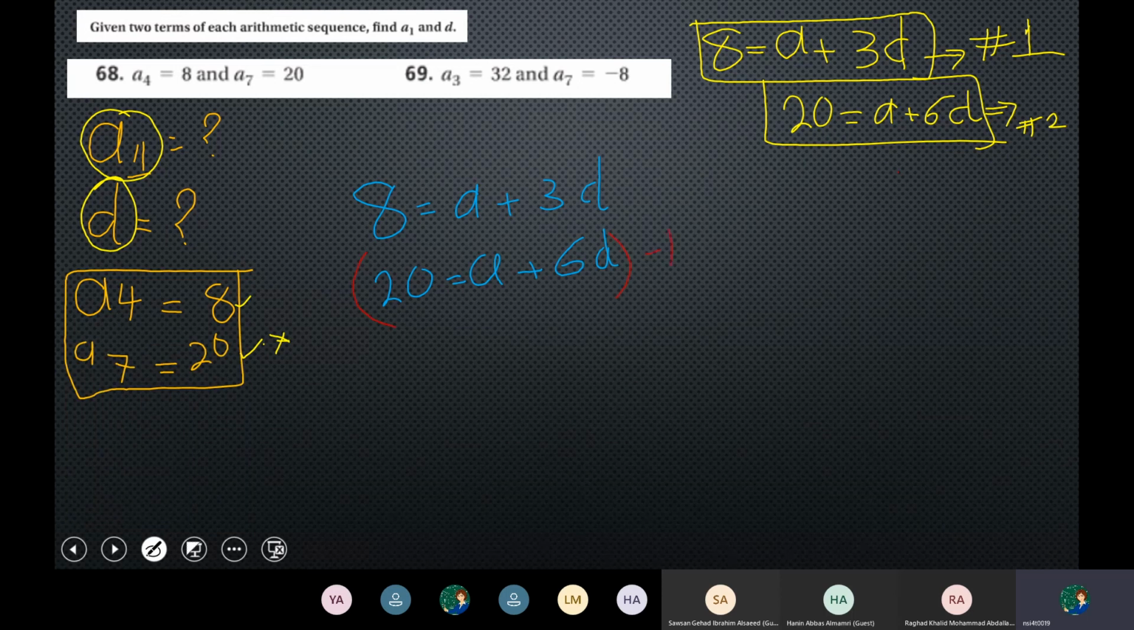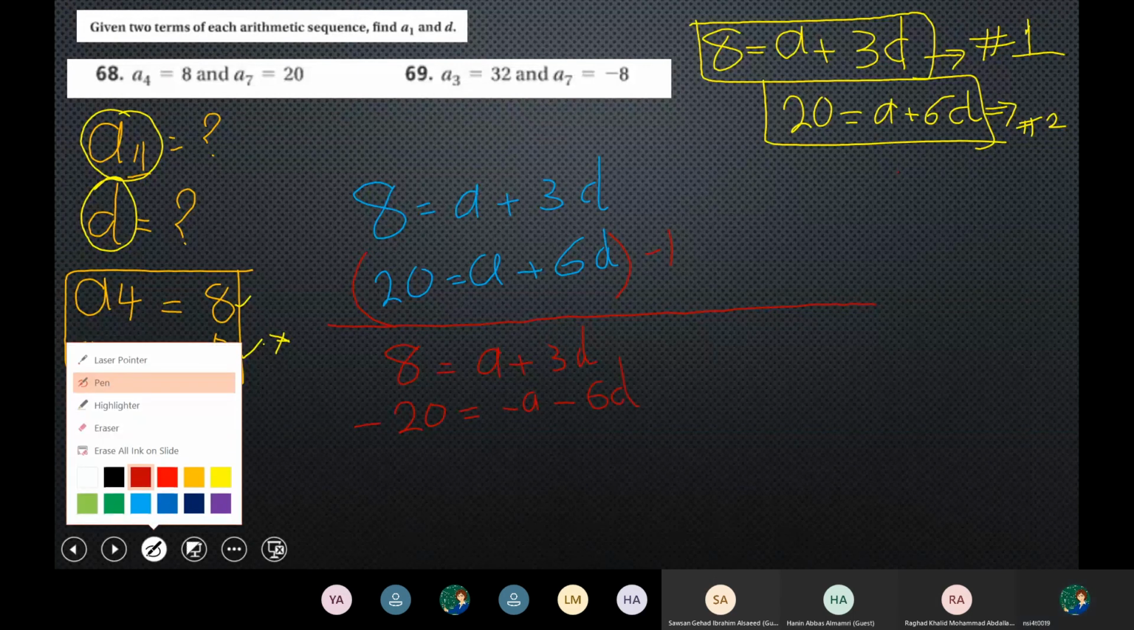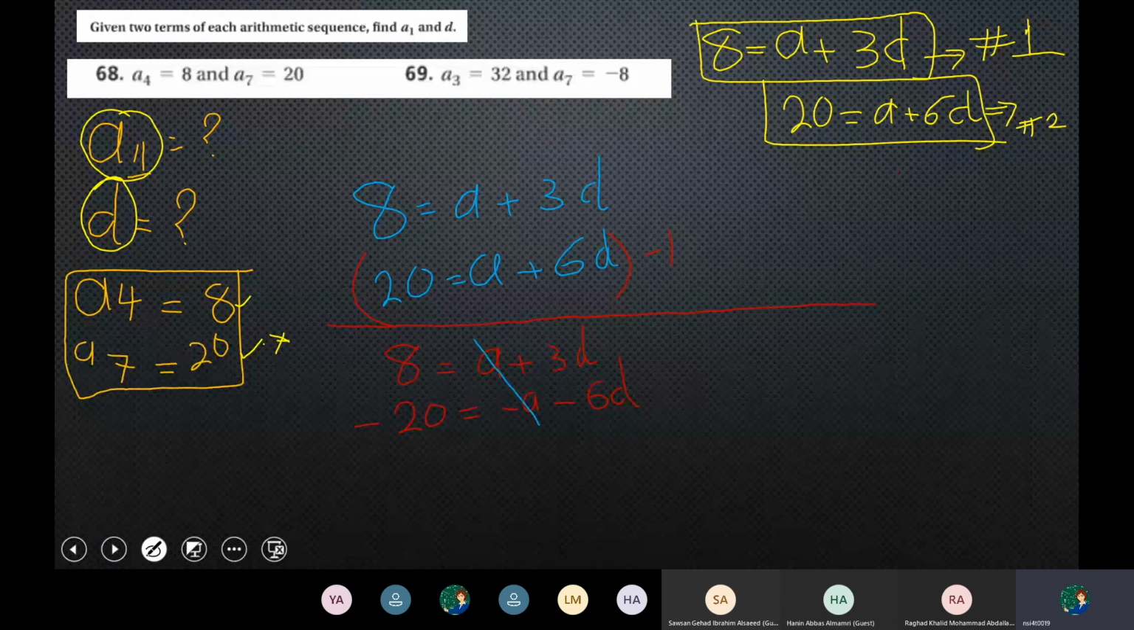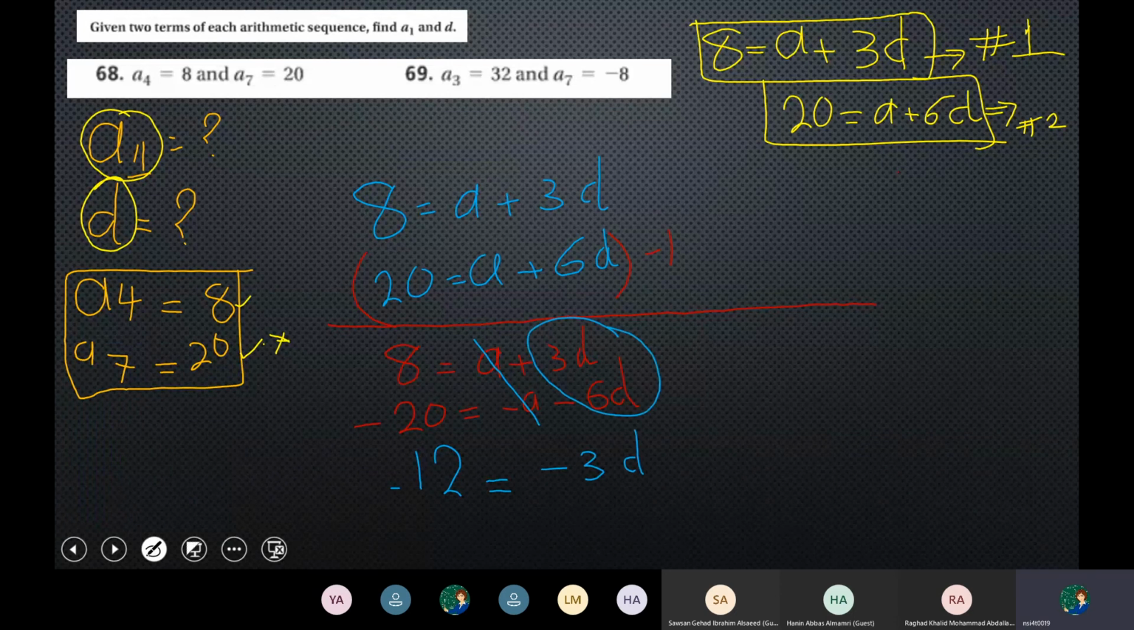Let's multiply here by -1. So you will get 8 equals A plus 3D and -20 equals -A minus 6D. Then after adding them, the A terms cancel each other. Here you have -14, I'm sorry, -12 is equal to -3D. Dividing over -3 on both sides, D now is 4.